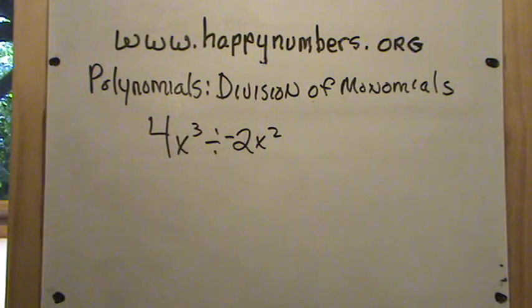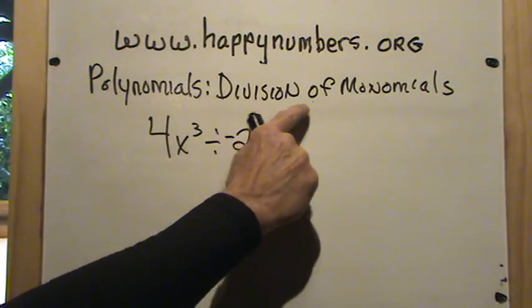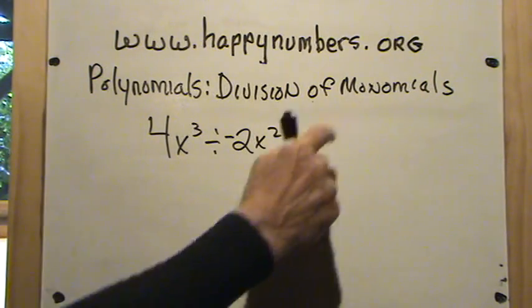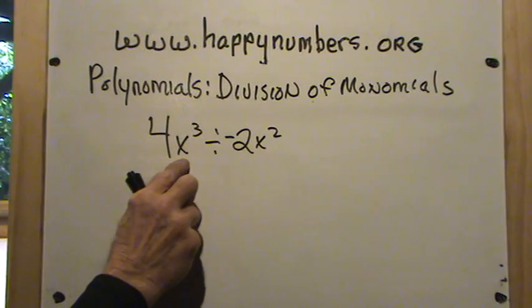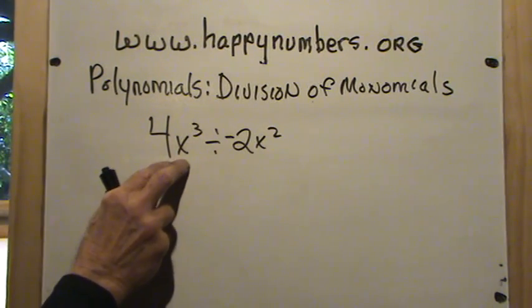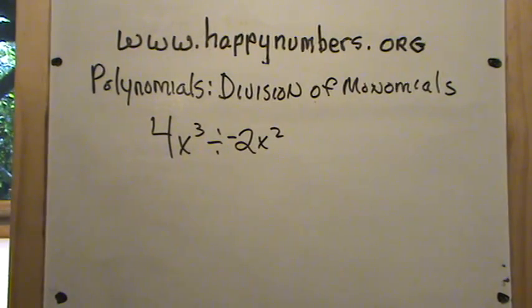www.happynumbers.org. Today's lesson is on polynomials and specifically division of monomials. Now, of course, monomials are expressions that have just one term. It has a coefficient, a variable, and an exponent. So this is a monomial. This is a monomial. Okay? Well, let's take a look here.